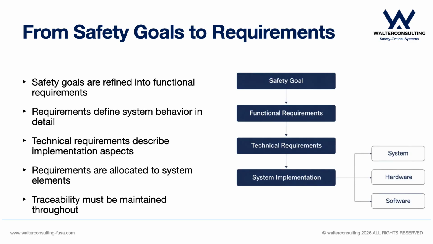Once safety goals have been defined, they need to be translated into detailed requirements. At the next level, engineers define functional requirements. These describe what the system must do in order to achieve the safety goal. From there, technical requirements are derived. These describe how the system will be implemented in practice. Finally, these requirements are allocated to different parts of the system. For example, software, hardware, or system components. And throughout this process, traceability is essential. Every requirement must be traceable back to the original safety goal.